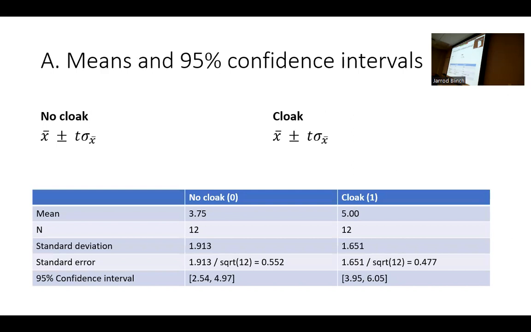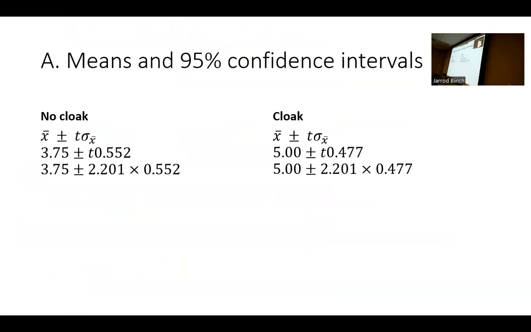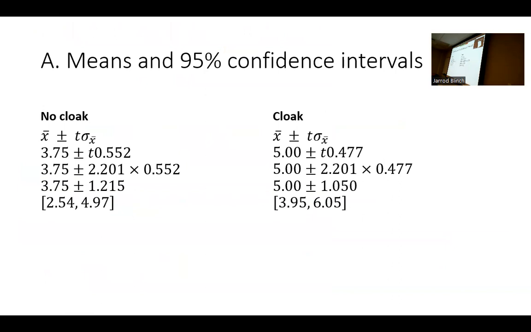So if we want to calculate our confidence intervals, we can use the data from this table we saw earlier. We have our means, and we put in our standard errors. Now the t-value is going to be for 11 degrees of freedom. It's not going to be 22. It's not the same as the t-test. So we'll need to look that up. For 11 degrees of freedom and a 95% confidence interval, so 5% across two tails, our t-value is 2.201. We can put that in, do a little bit of math, and we have our two confidence intervals.